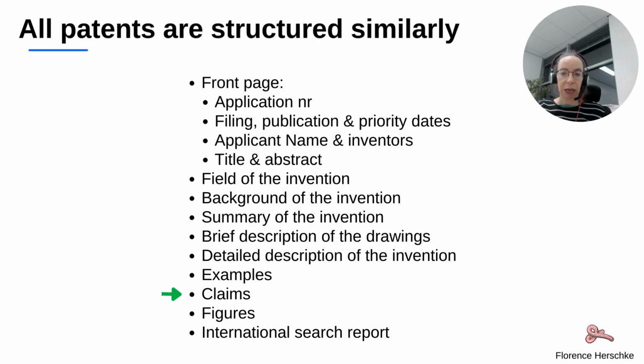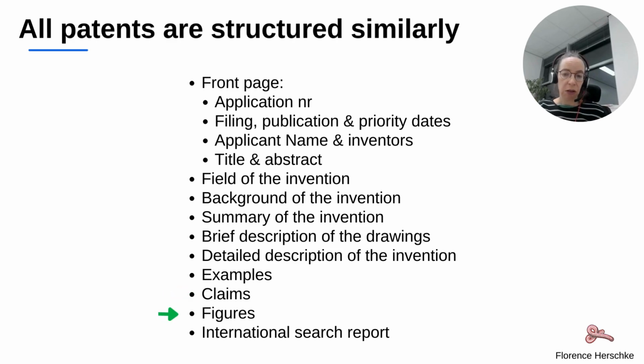Then the claims. This is the most important part for patent attorneys. In here you will find what can actually be protected by the patent. So if something is not described in the claims, even though it is described elsewhere in the patent, it cannot be protected. However, it does again contain some not always very intelligible text.